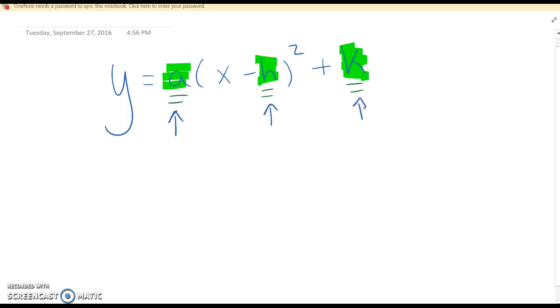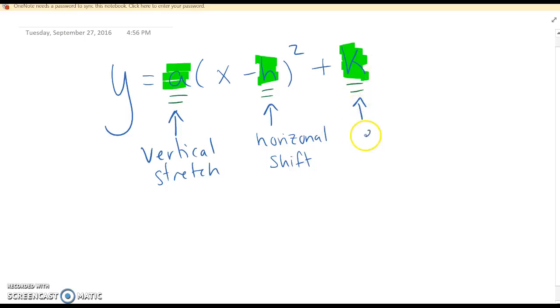Take a second to see if you can recall what each of those do in your journal. Okay, so let's just see how you did. We have A, this is going to be the vertical stretch. H is going to be the horizontal shift. K is going to be the vertical shift.